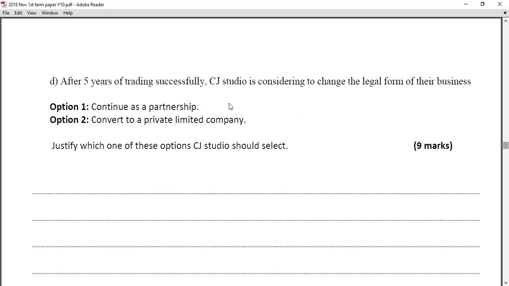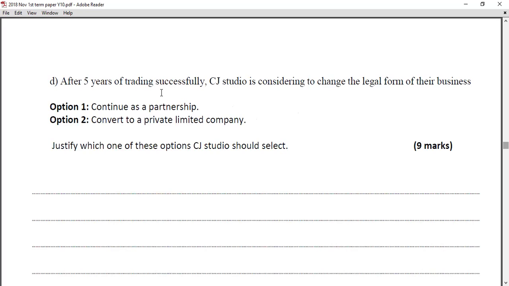So no need to define, no need to have a conclusion. For a 9-mark question, we don't expect a definition or conclusion. It's only AO2, AO3, and AO4. Assessment objective 2, application, 3, analysis, and 4, evaluation. We are giving the marks based on this.